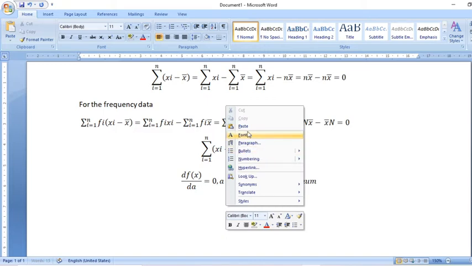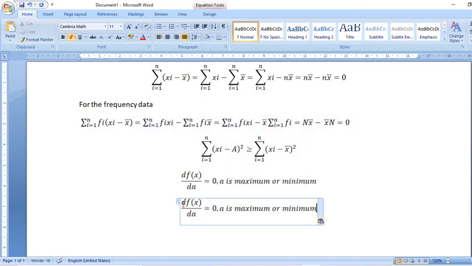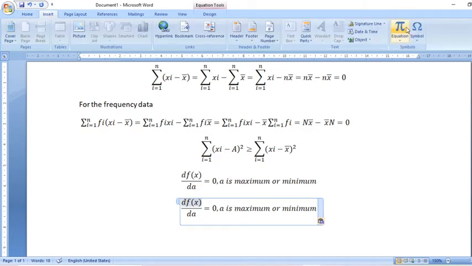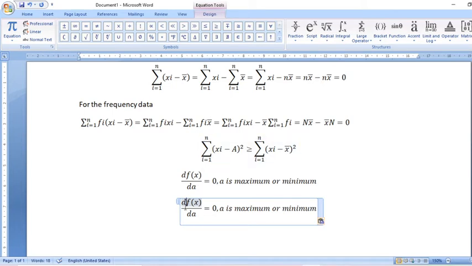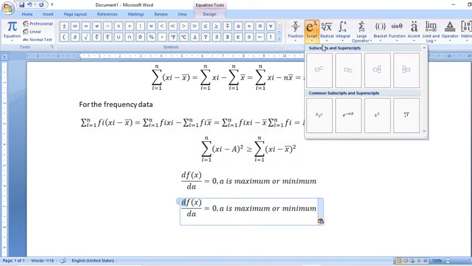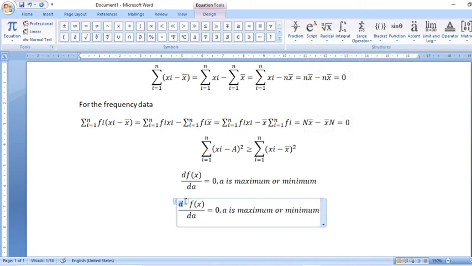Maximum or minimum. And then to verify whether this is a maximum, we have to verify whether the second derivative is positive or negative. So let us go to the second derivative, d square f of x by dA square.